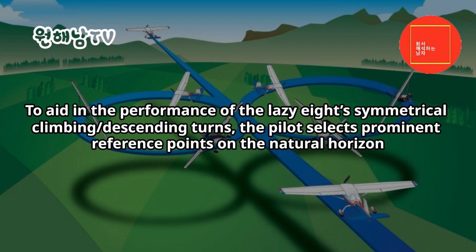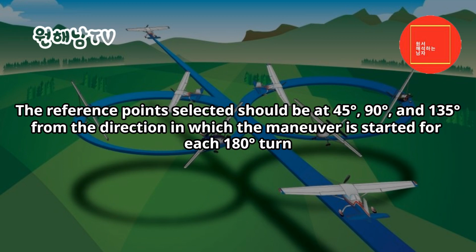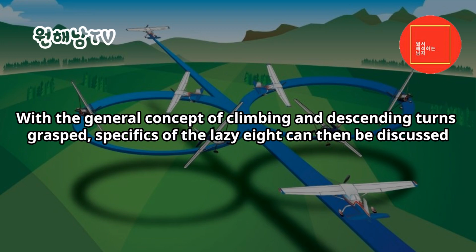To aid in the performance of the Lazy 8's asymmetrical climbing descending turns, the pilot selects prominent reference points on the natural horizon. The reference points selected should be at 45 degrees, 90 degrees, and 135 degrees from the direction in which the maneuver is started for each 180 degrees turn. With the general concept of climbing and descending turns grasped, specifics of the Lazy 8 can then be discussed.